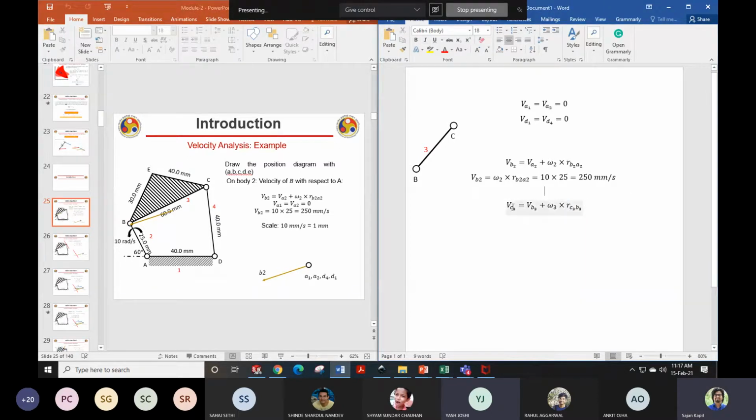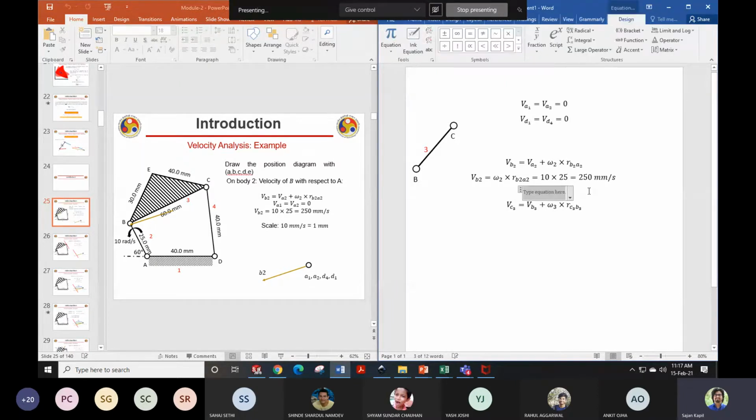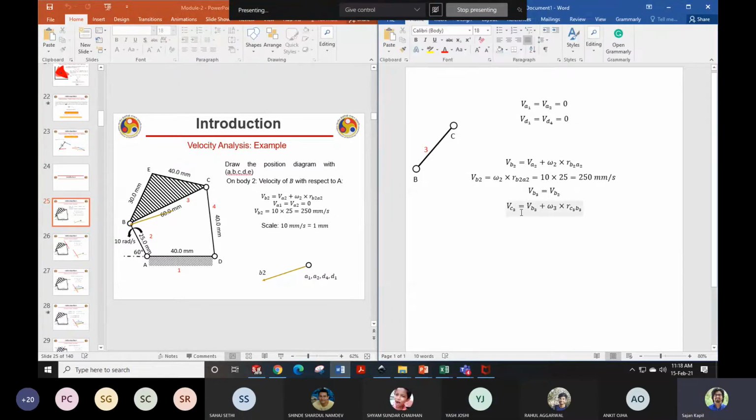Very good. Now I know VB2, but I don't know VB3. But I can see that when B is assumed to be on body 2 and body 3, they are not getting apart. So I can say the velocity of B3, when it is assumed to be on body 3, will be equal to the velocity of point B when it is assumed to be on body 2. Correct or not? Yes, sir. Hence, I can rewrite this equation in this manner. Just change the subscripting.